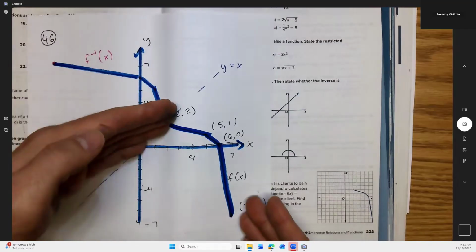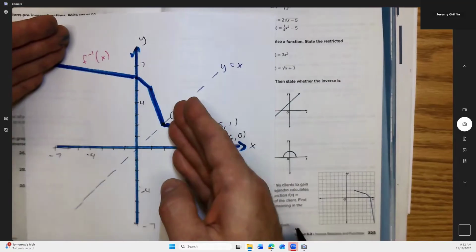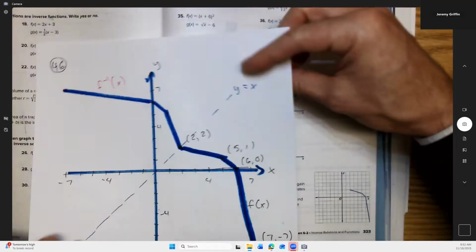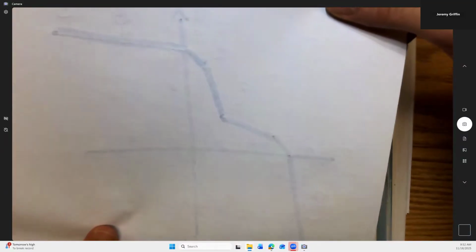So here's the original function. The original relation is that there. The inverse is this up here. You see that? And then if I rotate this over my 45-degree line, it looks exactly the same. See that? Look at the paper.